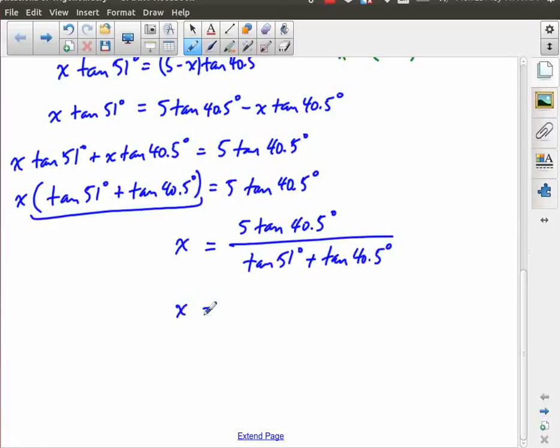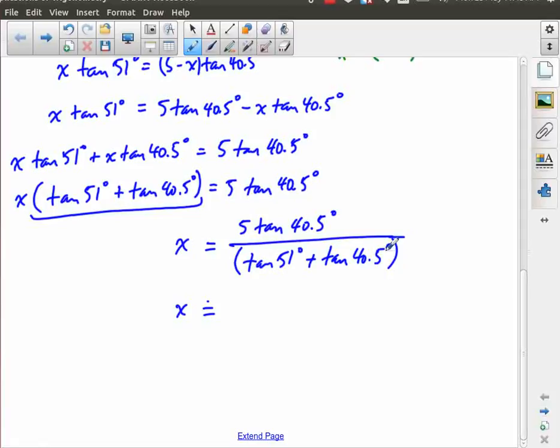Now I'm ready to give myself an answer. Be careful again. This is all in the denominator. If your calculator skills allow it, you can do that all in one step. Otherwise, you might want to calculate that denominator first. I'm going to trust that I can do this all in one. So that's 5 times tan of 40.5, divided by, and I'm going to use the brackets on my calculator to help me do this, tan of 51 plus tan of 40.5, and that goes in the denominator.